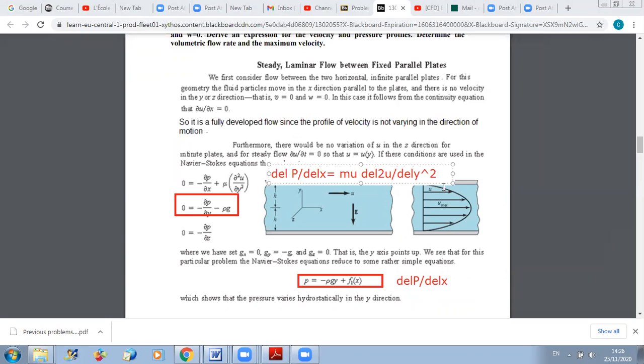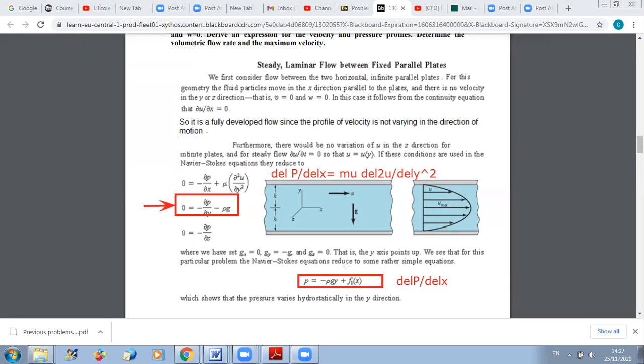And if I want to integrate with respect to Y, how will I integrate del P by del X? I don't know. It might be a constant. It might be a function. So to be able to integrate this relation, first I should know what del P by del X is. And to know that, I need to use the second relation. Because the second relation will help me, and we will see how, okay?